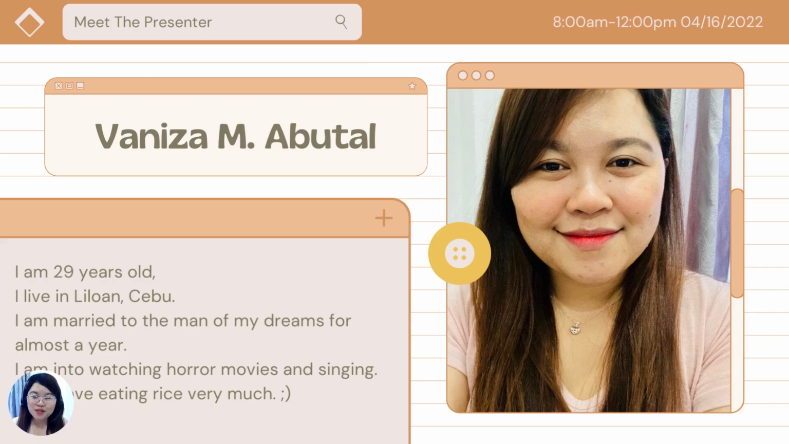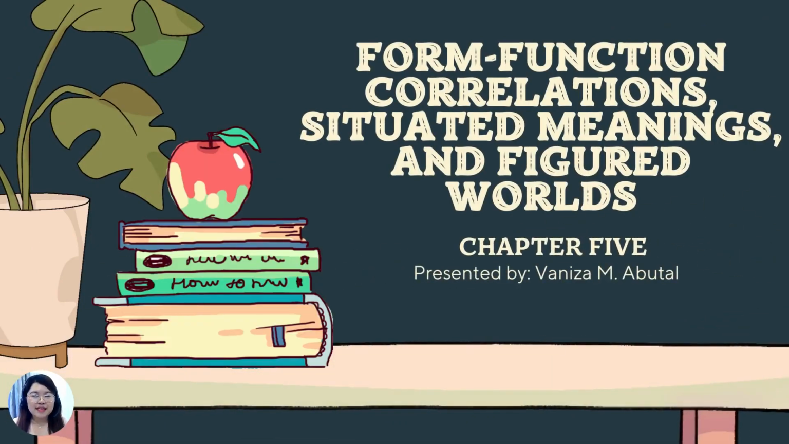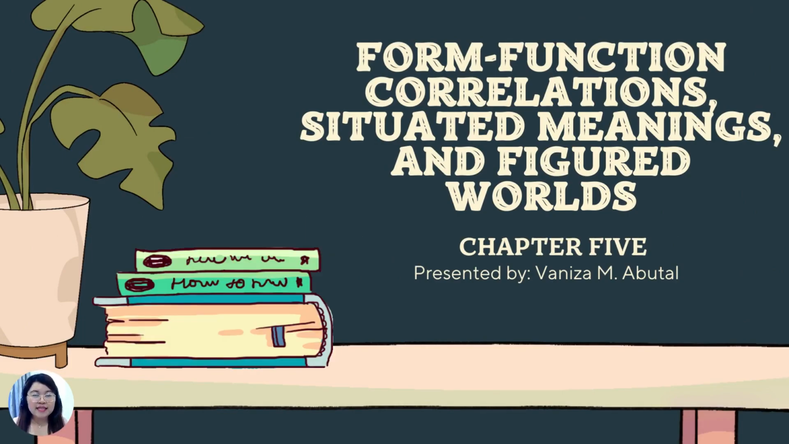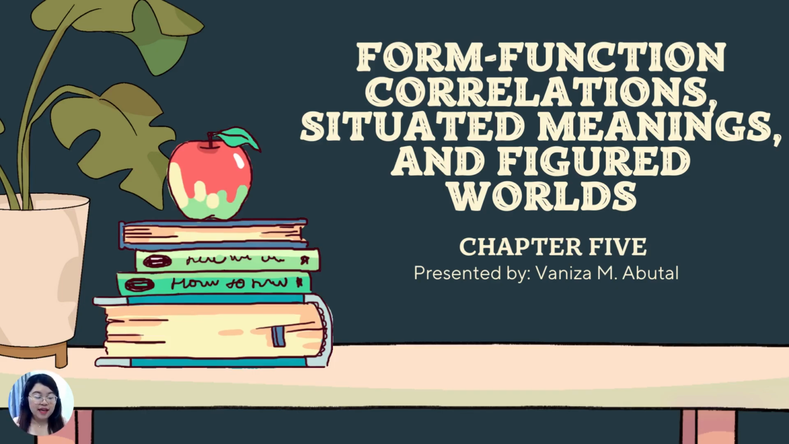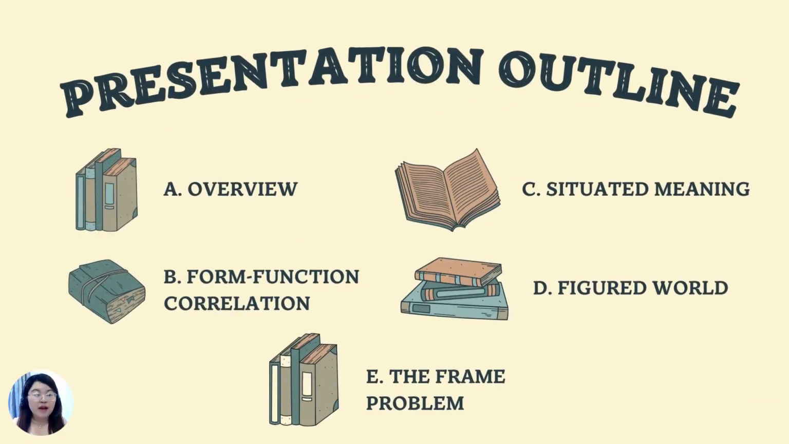So without further ado, let me get you through with my presentation today. My topic is chapter 5, which is all about the form-function correlations, situated meanings, and figured worlds. These three are the tasks of discourse analysis. But before discussing them, let me present to you first the outline so we can always be guided to the subtopics that we are going to be talking about later on.